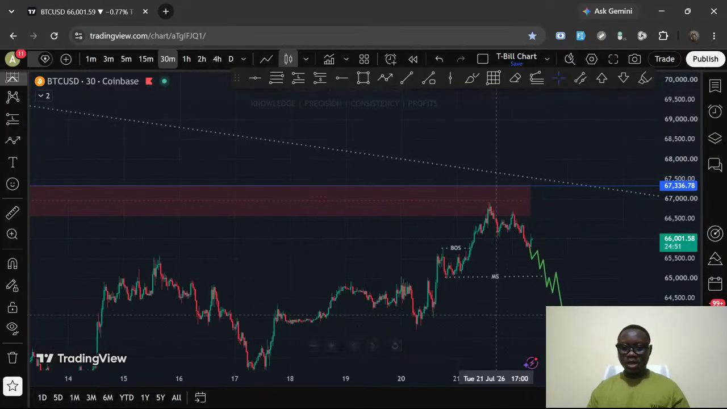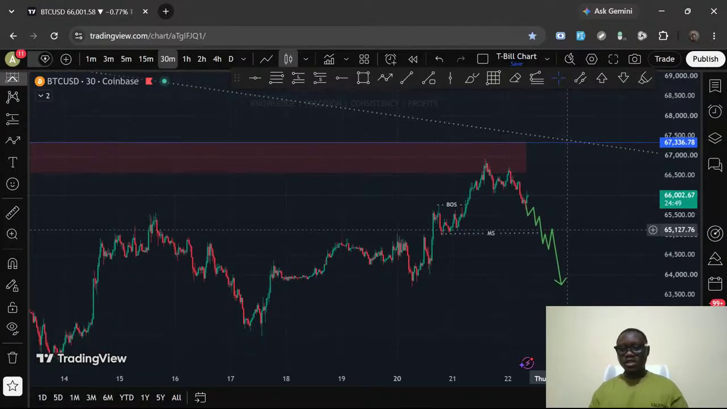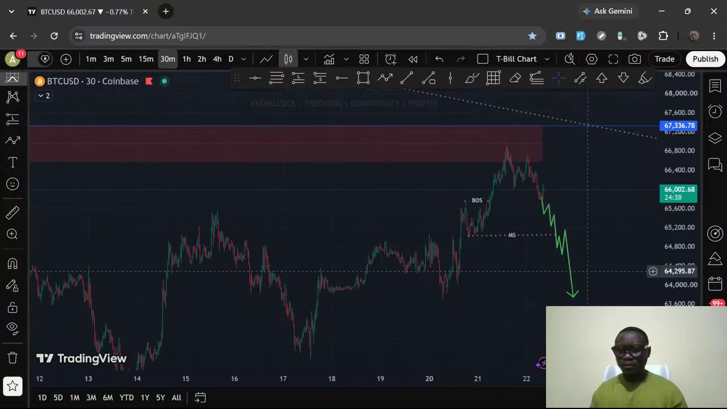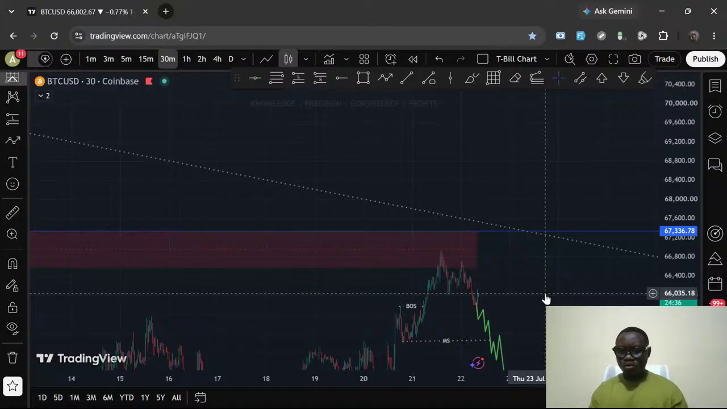Okay, so this is my buyers on BTCUSD. Okay, let's wait for this structure. Not until we have this structure, we're doing nothing on BTCUSD. All right, so that is it.